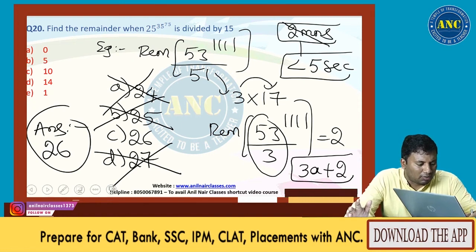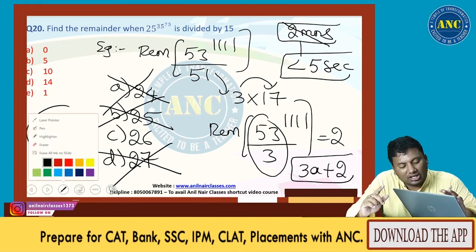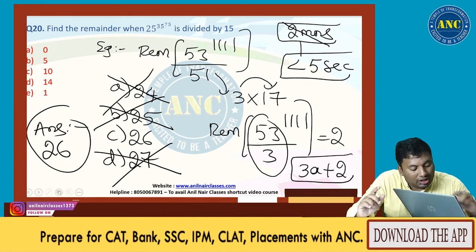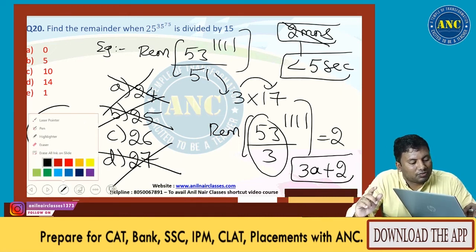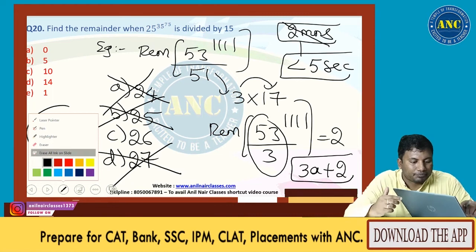Answer 26. One more. If there is more than one answer option of the form 3a plus 2, then you will go to 17. If one is failing, why get into number 2?